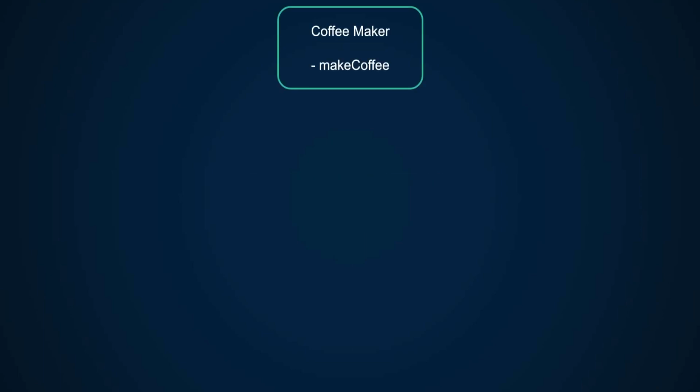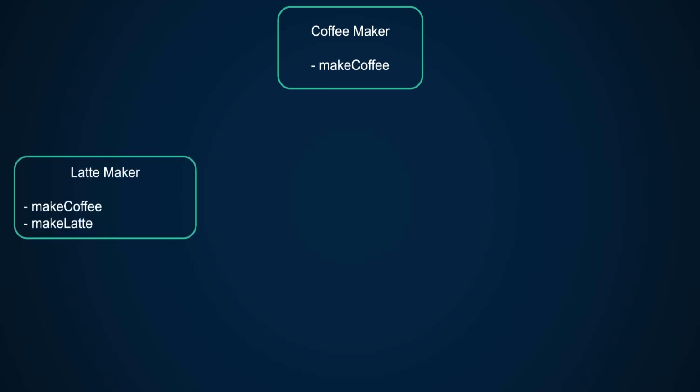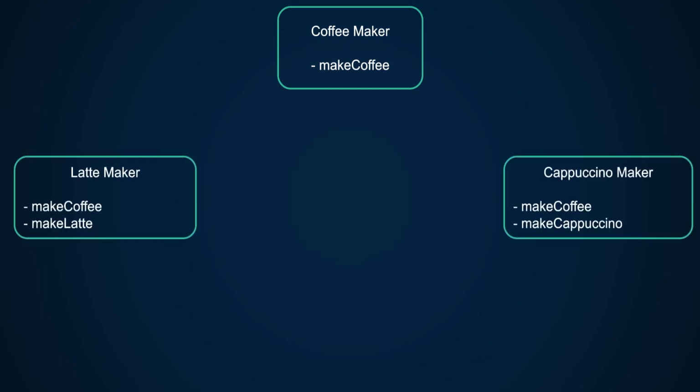Let's say that we have a coffee maker class that has a method called makeCoffee, and then also let's say that we get the specialty coffee makers like latte maker and cappuccino maker. The thing is, these specialty coffee makers can also make regular coffee, right? So in this case, we would leverage the power of inheritance and extend the coffee maker from the latte and cappuccino maker and just add additional methods called make latte and make cappuccino. This is single inheritance and it is well supported and works in PHP.